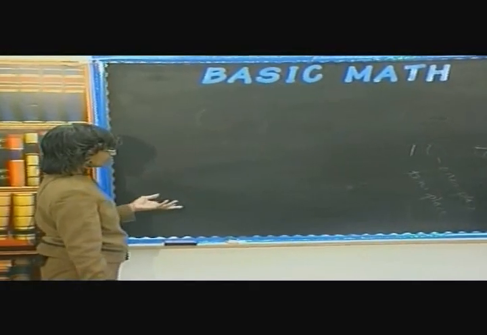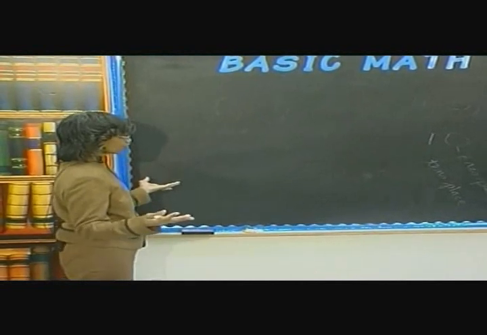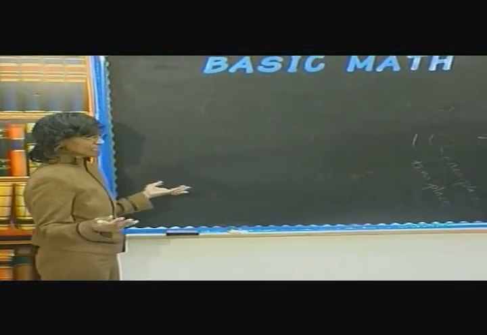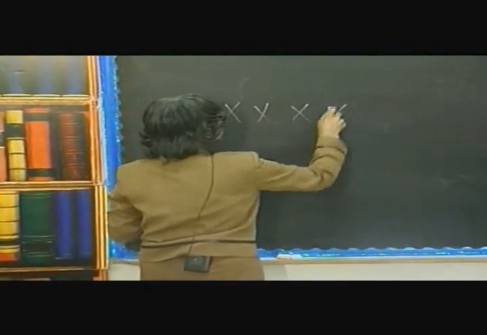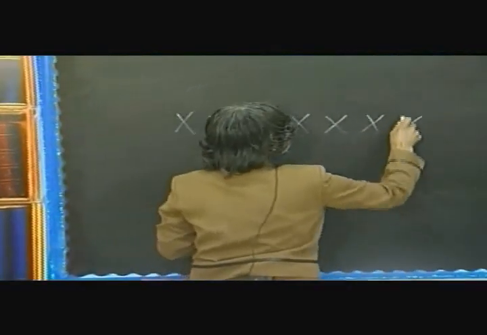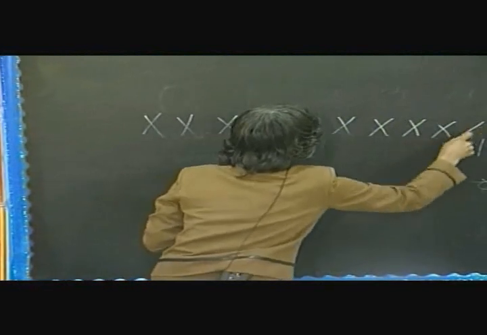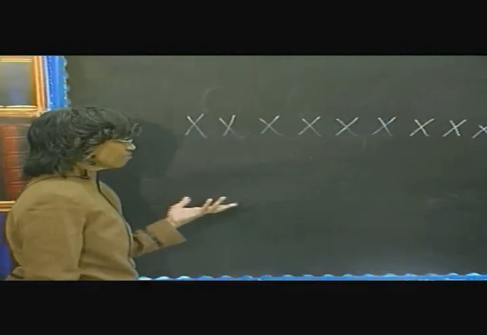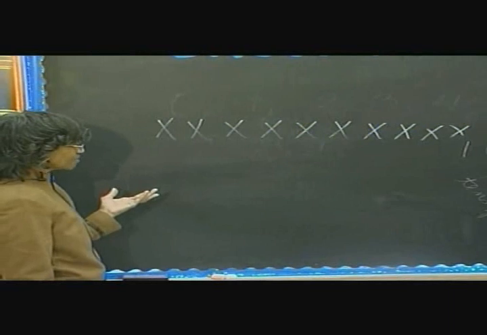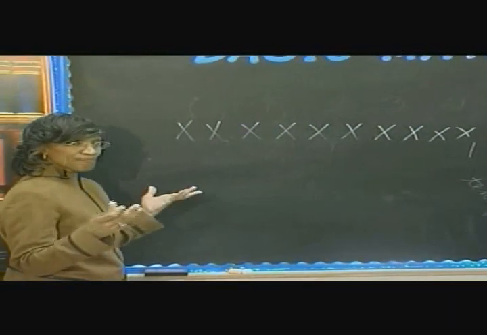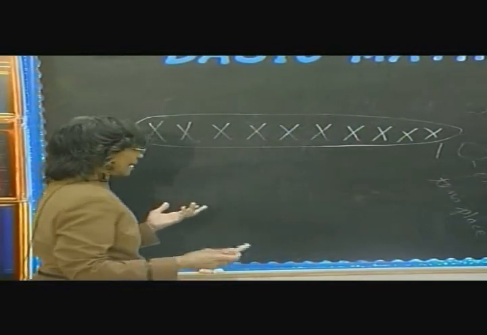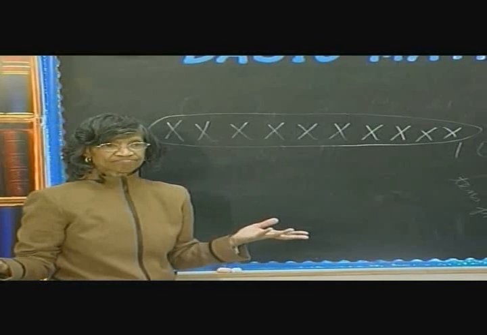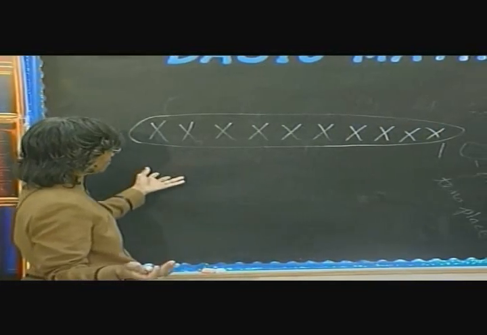As we count, we have to have a structure for writing the numbers down. Let's look at this. We have 10 objects here, and we're grouping by tens. So we have one group of tens, and anything left over? No, nothing left over.